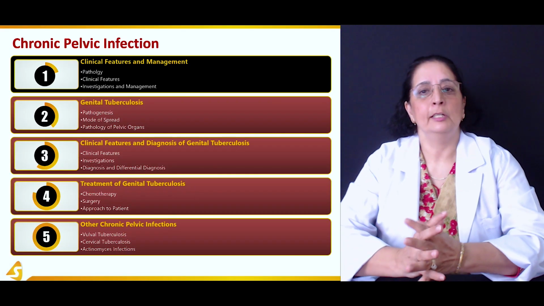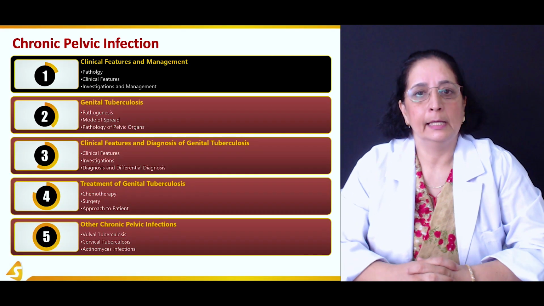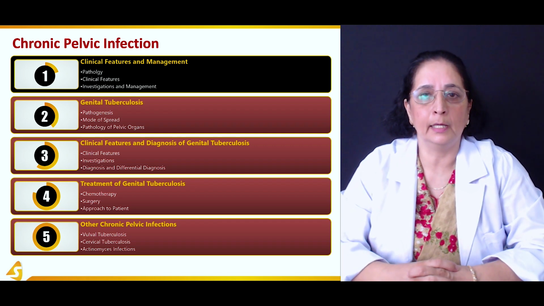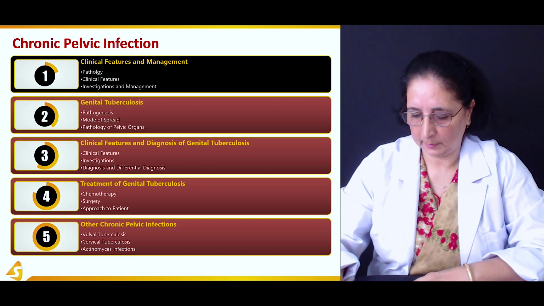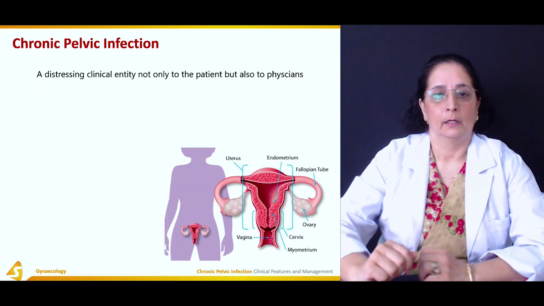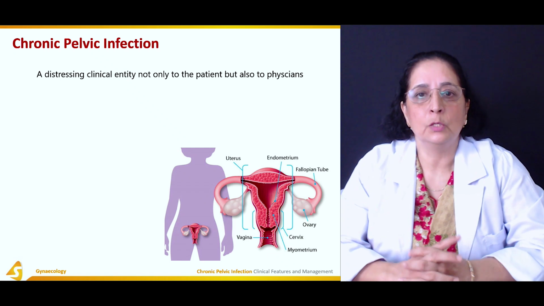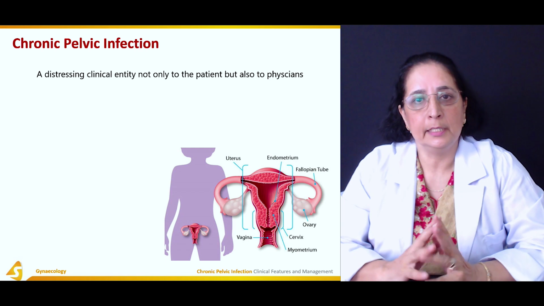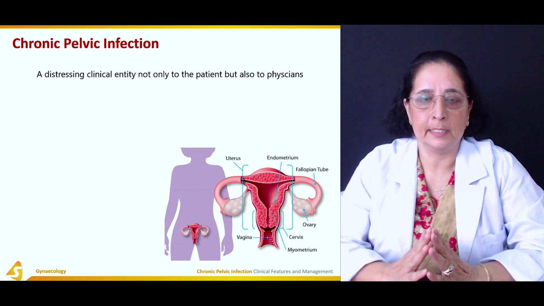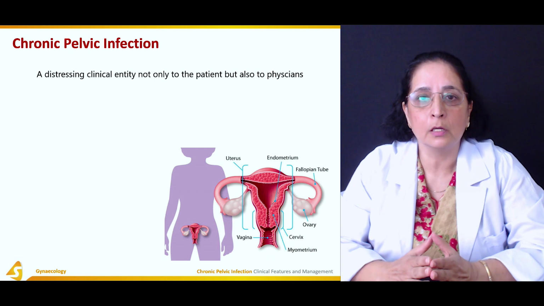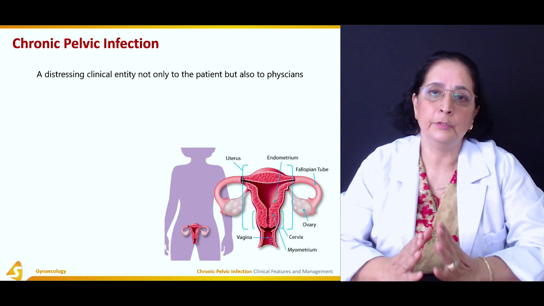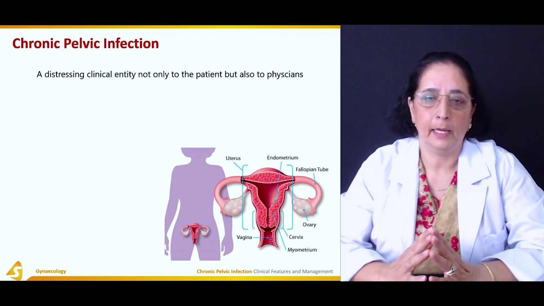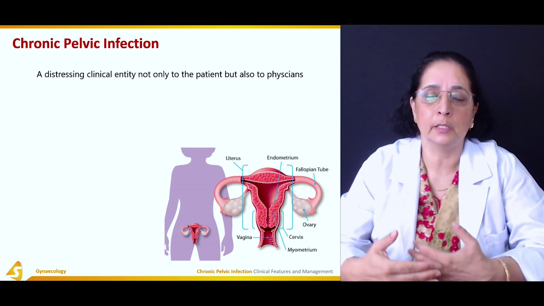In this section, we will talk about the pathology, clinical features, investigations and management of chronic pelvic infections. First thing we should know is what's chronic infection. A chronic infection is the infection that's present for a long time, for long duration. The other term you should know as compared to chronic is acute. Acute is something which is short term, short duration.